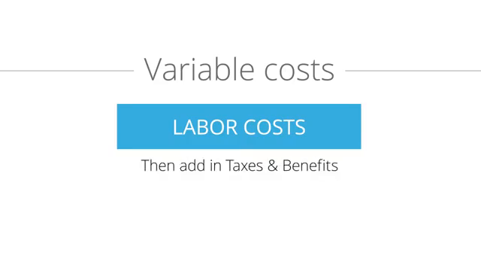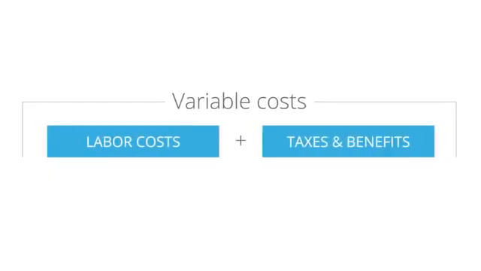You'll need to account for taxes and benefits that, as an independent consultant, you'll need to pay for on your own. Remember, benefits and taxes can be expensive, often running as much as 30 to 50% of your total labor costs. When you add labor, taxes, and benefits, you have your variable spend set.